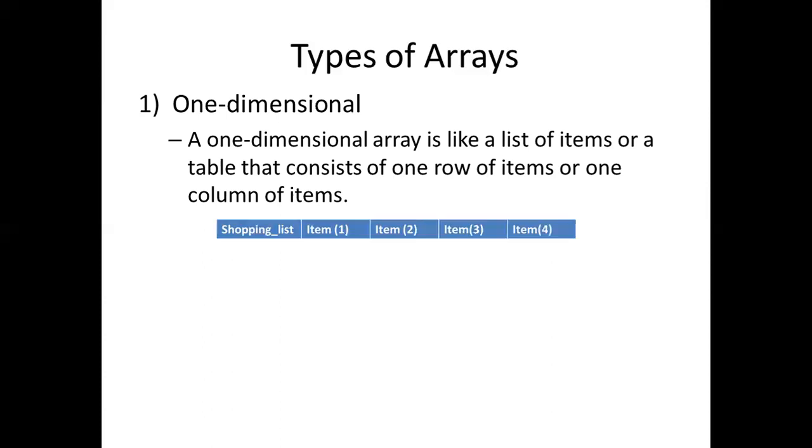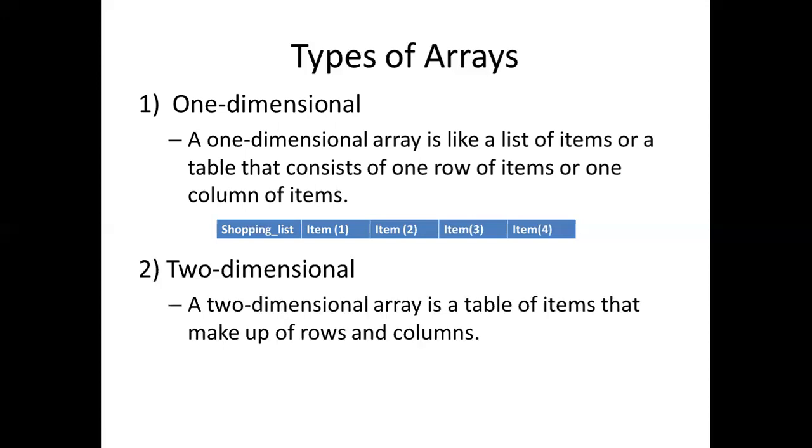So when it's just one list, in one column, that is one dimension. Okay, and this is how it looks like. Suppose you want to store a shopping list. Then you have item 1, item 2, item 3, as well as item 4. So this is just one dimension because you have one list. It's just a one-line list.